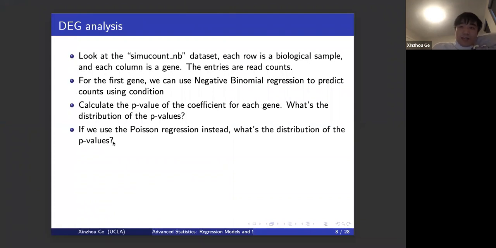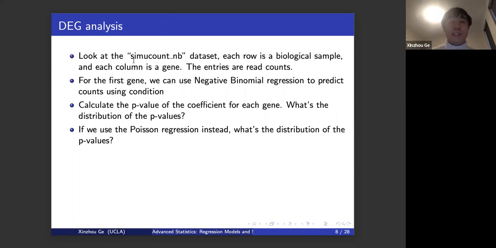So this time we can still repeat the DE analysis. For the DEG analysis, we are interested in finding the genes which are differentially expressed between the two conditions. And we have already shown how to do this using the Poisson regression. So this time we are interested in solving this problem using the negative binomial regression.